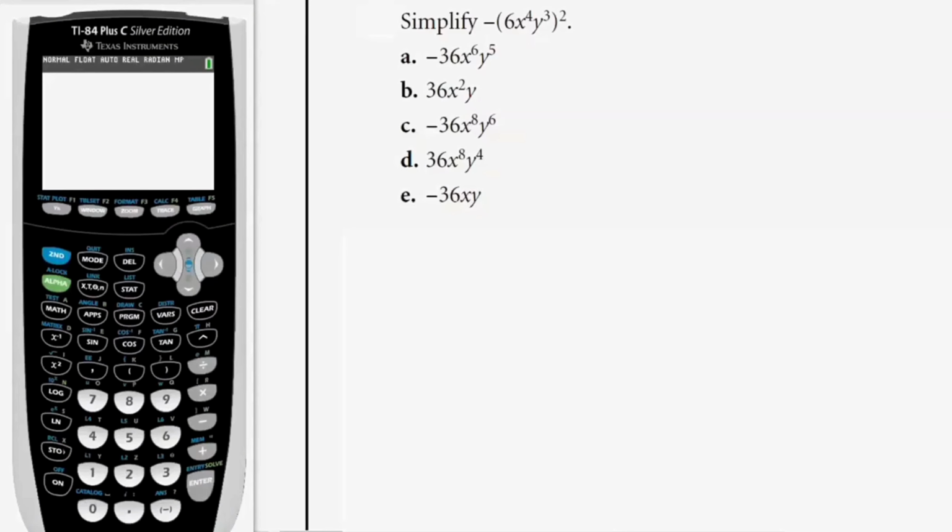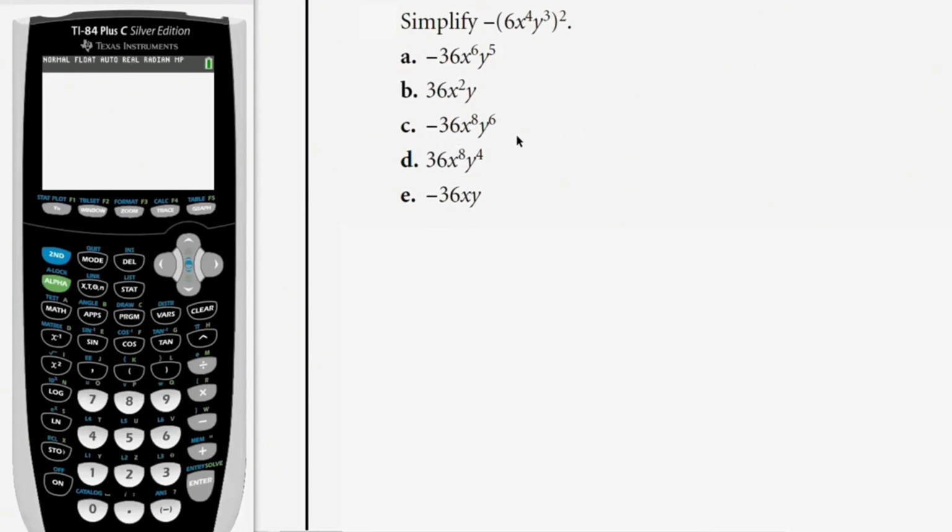In this video, we're going to learn how to solve this ACT math question easily and fast using the TI-84 Plus scientific calculator. So the question says simplify minus in bracket 6x to the power 4 y to the power 3 bracket close, squared. Alright, guys, this question is very simple. When you apply the right law of indices, you are going to arrive at minus 36 x to the power 8 y to the power 6 as the answer, which is option C.